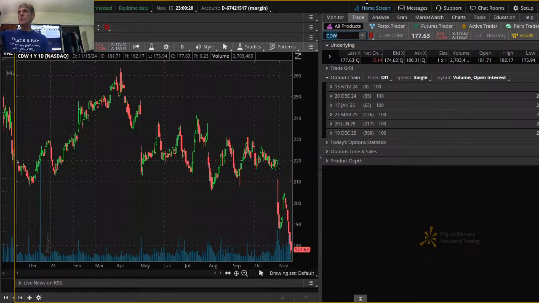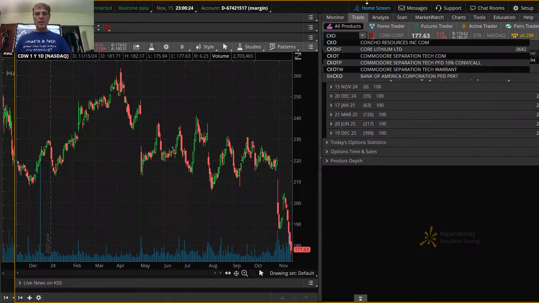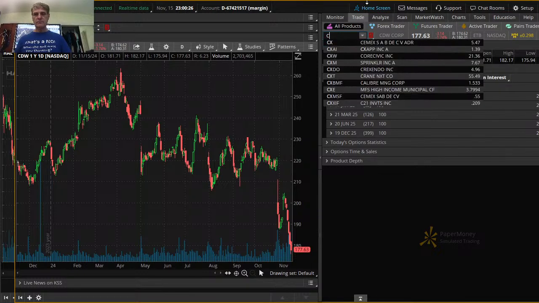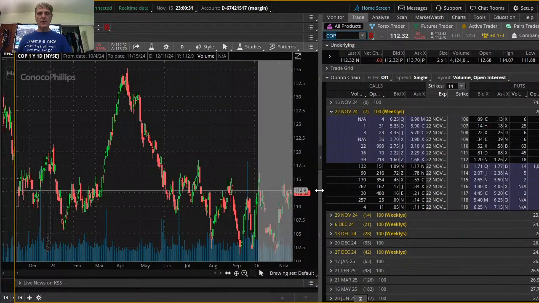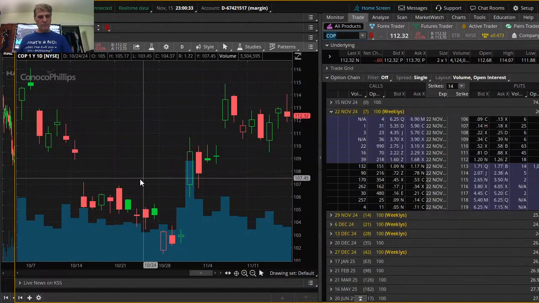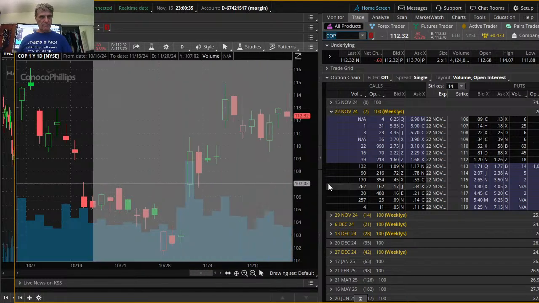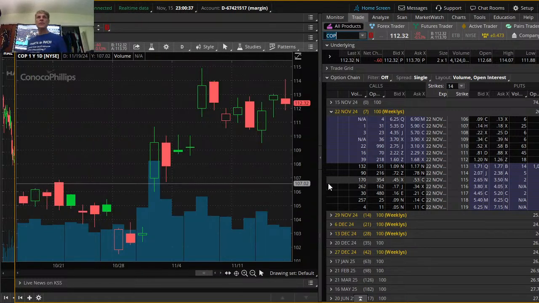Garcia, ¿qué pasa, amigo? ¿Cómo está? ConocoPhillips. COP. Little too close to the high. See where it is? 30 days ago, we're at 105. She drops down to 101. Shoots up to the high of the year, 115. Pulls back up. Okay? Now, could it be into a new trading range?